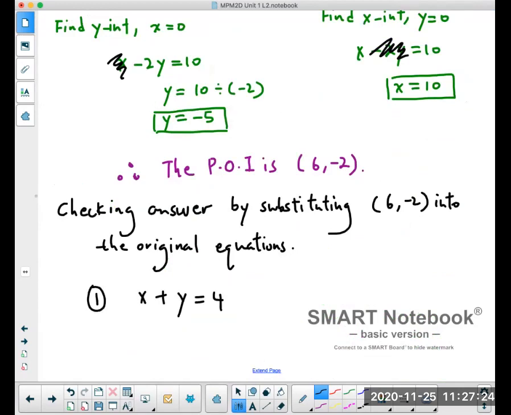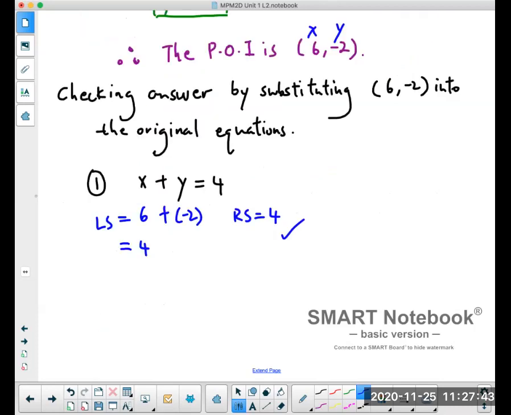Well, let's check. What's our x again? Our x is 6. What's our y? Our y is -2. What's 6 plus -2? 6 plus -2 is 4. Well, that's good because the right-hand side is also 4. So we know this is right. But we have to check the second equation as well, right? You have to check both equations.